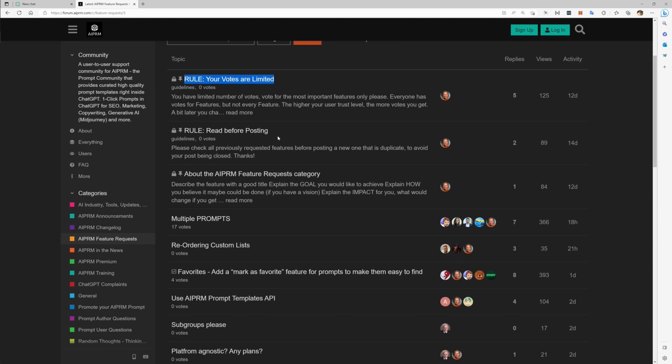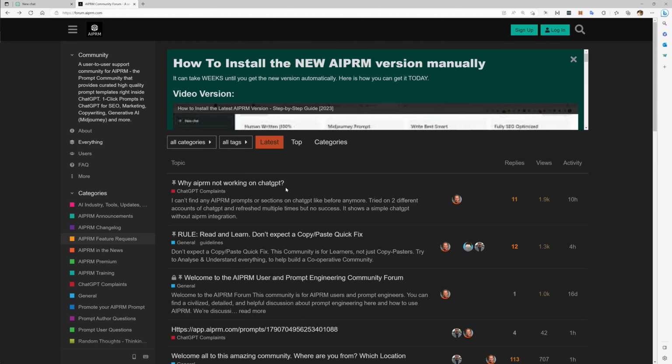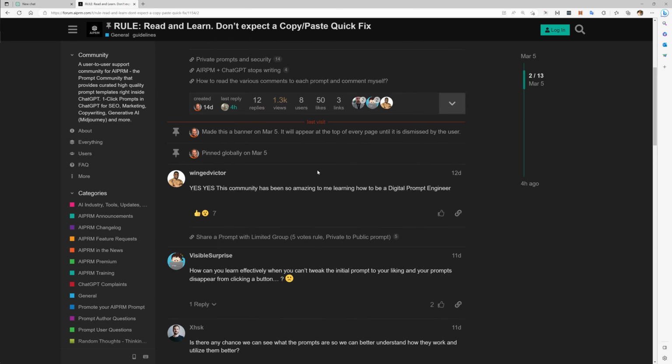Depending on your contribution, depending on your trust level in the community, you have more votes. So that means you go and say, click, click, click, click, click, I want them all, but you have to think, you have to digest what is suggested here. And maybe before I continue on the feature request forum, here's the first and most important rule.